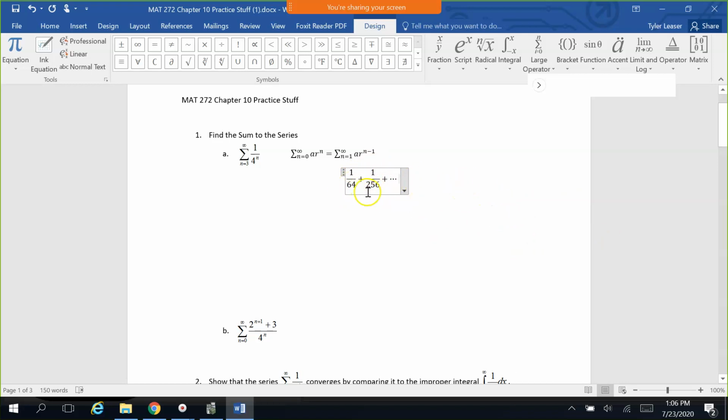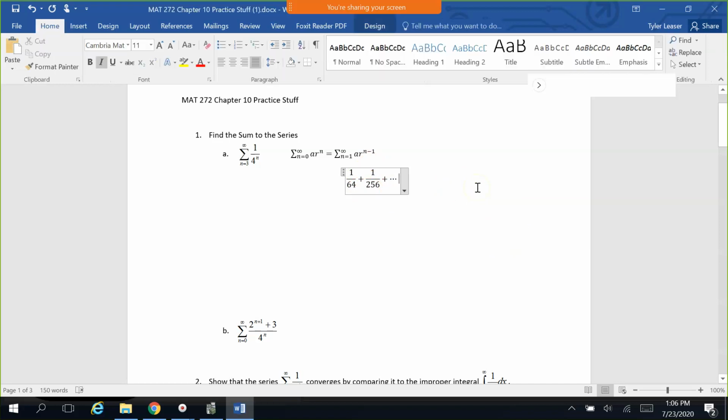So if you just look at this series as a geometric series, you can pick out the A and you can pick out the R. The A is always going to be whatever the first term is. So that 1 over 64 is going to be the A. The R is that ratio that you multiply by every single time to get to the next term. To get from 1 over 64 to 1 over 256, we're multiplying by 1/4. So that gets us the A and that gets us the R. And then remember, for geometric series, the sum always comes out to be A over 1 minus R, as long as the absolute value of R is less than 1, which is what we have here.